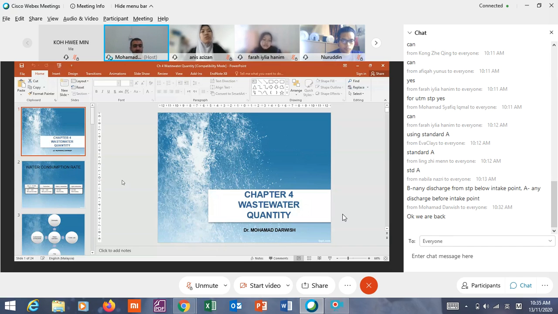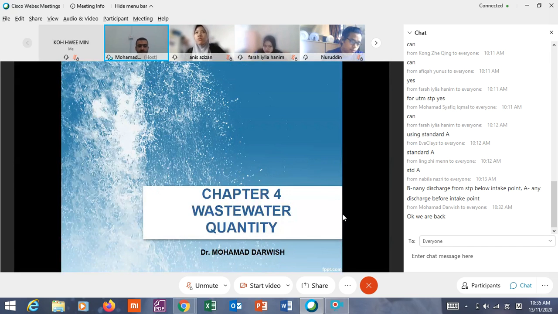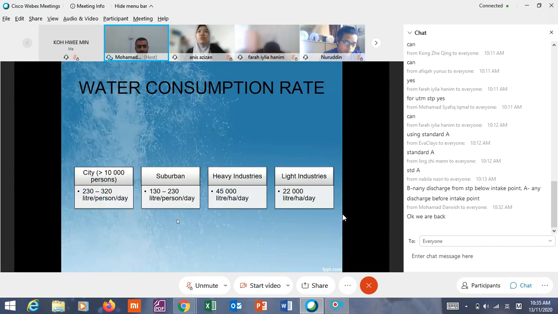The water demand, the water usage. The more we use water, the more we produce wastewater, because wastewater is produced from using water. So the more we use water, the more we produce wastewater. So this is logic. The water consumption rate is different from place to place, from country to country, maybe from city to city.